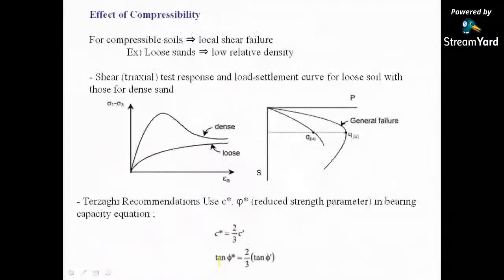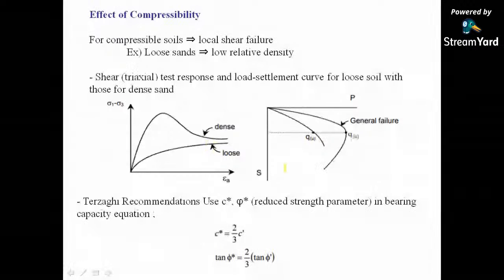Kindly have a look at this effect of compressibility. For compressible soils, you have local shear failure. For example, loose sands have low relative density. Then the shear triaxial test response and load settlement curve for loose soil are compared with those for dense sand. You can see two diagrams. This is your effective strain, this is your stress. If this is your curve, then it will be the dense soil. If this is your curve, then this will be your loose soil.